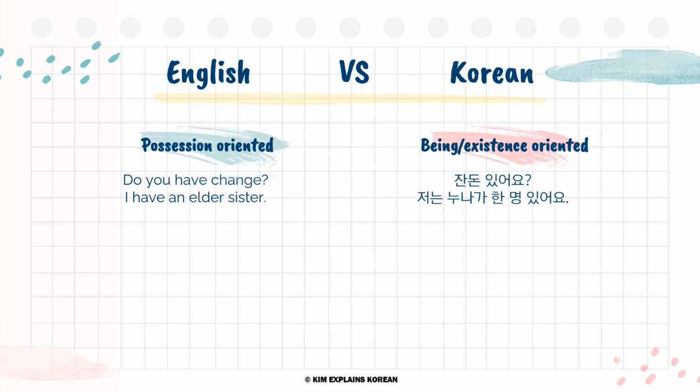English is possession-oriented. However, Korean is existence-oriented. Do you have change? 잔돈 있어요? I have an elder sister. 저는 누나가 한 명 있어요. In English, have is used, but in Korean, 있다, to be, to exist, is used.